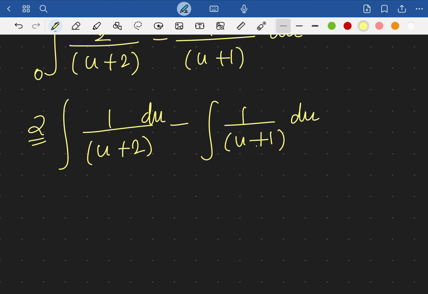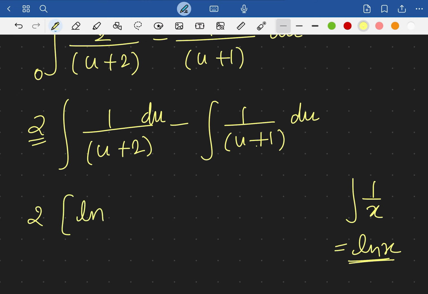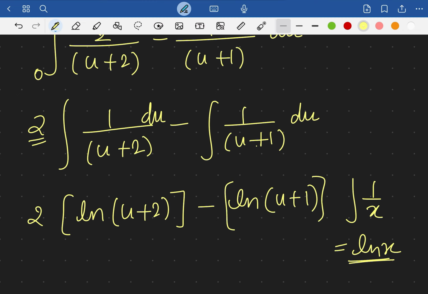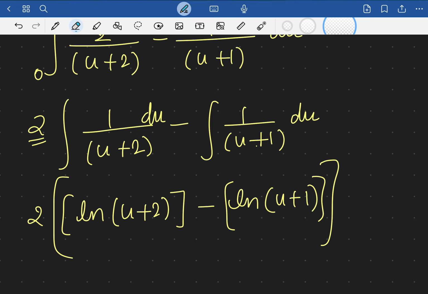Hence, I know integration of 1 by x is nothing but ln x. So same thing, I'll use it here. I can write this as 2 times ln(u+2) minus again ln(u+1). Integration of 1 over u plus 1 is ln(u+1). Now all this thing is from limit 0 to ln 4.